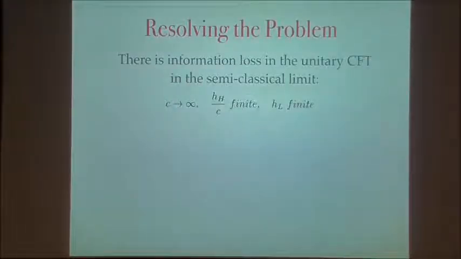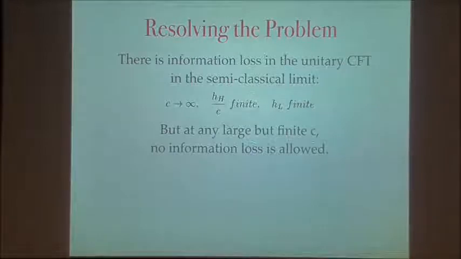So how do we resolve these problems? We know that there is information loss in a unitary CFT only in the large C limit. When you take C goes to infinity, a lot of what I said just breaks down. So you shouldn't be surprised that this happens. But when C is large but finite, no information loss is allowed. This means when C is large and finite, when you go to very late times, the exponential decay should stop. And when you go to the forbidden singularity, there should not be a divergent answer there. So how does this happen?